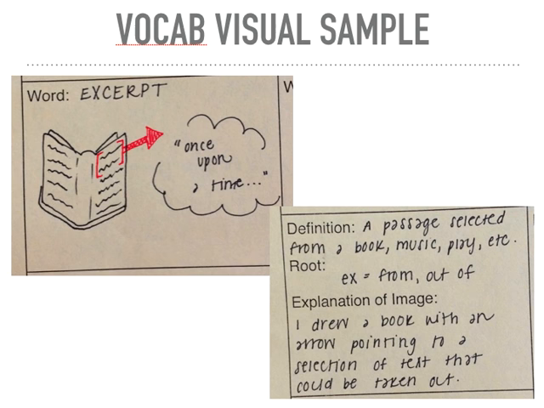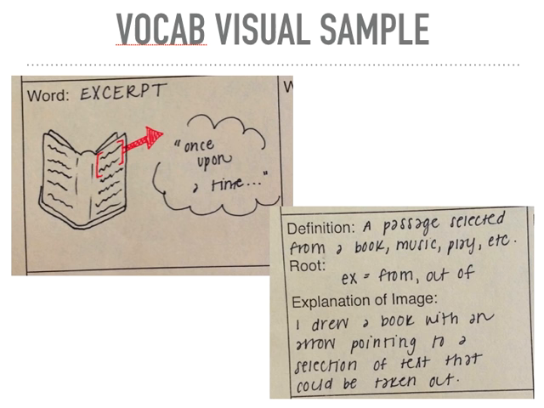Here is the symbol that I drew to remind me of the definition of excerpt. I drew a book, and I have arrows, or brackets, that are taking a portion of the words out. On the back of your card, you should include the definition, the root, and an explanation of the image. So in my sample, I show you that the definition is a passage selected from a book, piece of music, a play, etc. The root is X, which means from or out of.